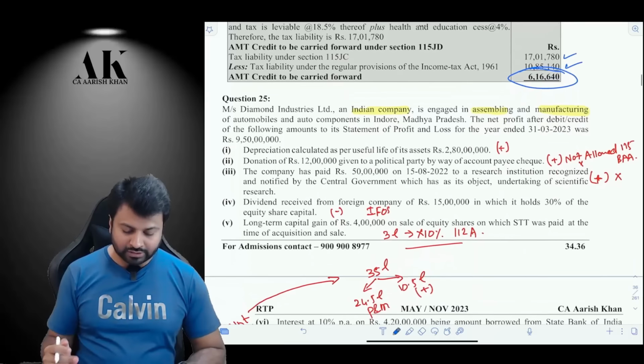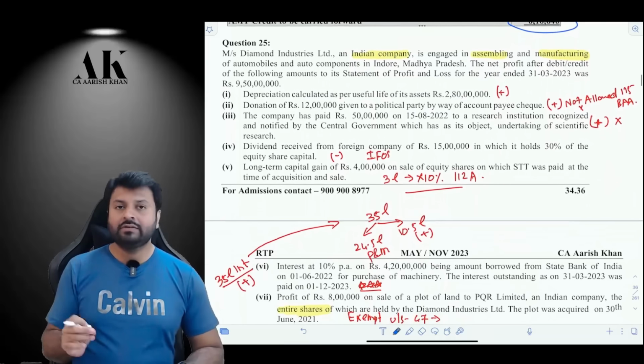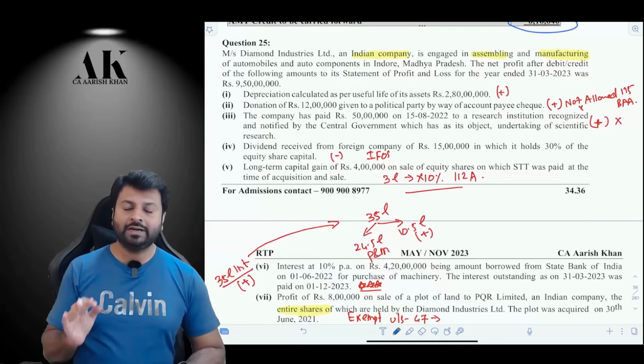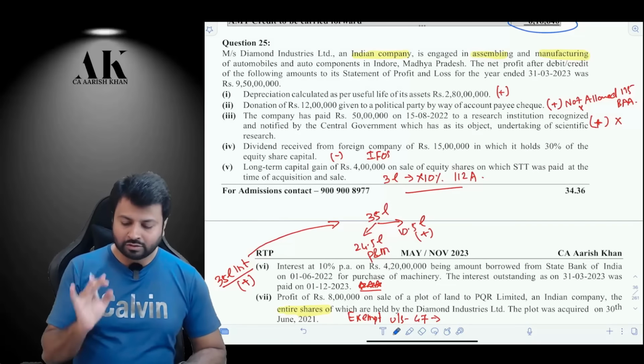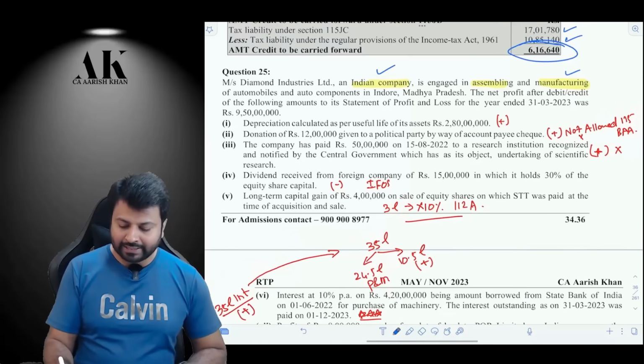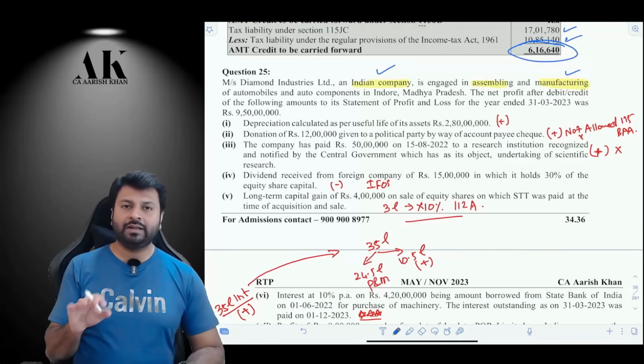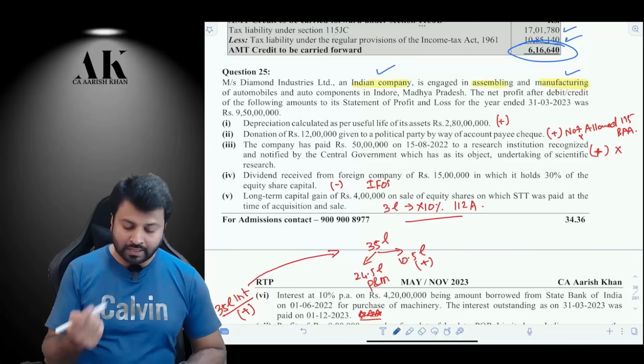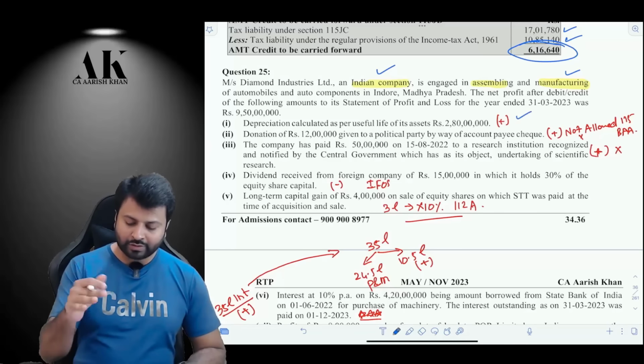Okay. So the next question is based on a PGBP question where we are supposed to compute the total income and tax liability, and a very important point we have to follow here is 115BAA. So be very careful. This is an Indian company engaged in manufacturing, but because it is following 115BAA, it will not be eligible for additional depreciation. The very first adjustment is depreciation of 2 crore 80 lakhs, which you will add back.